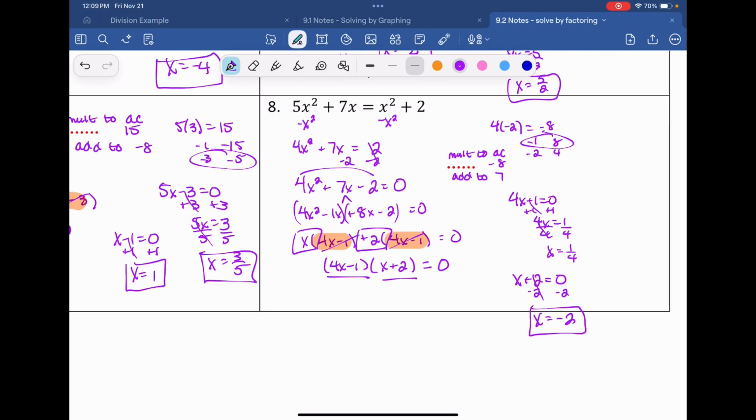So it should be a pretty good review of all the factoring that we've done from units 5, I don't even know what unit we're on, 6, 7, 8, who knows. Here we are.